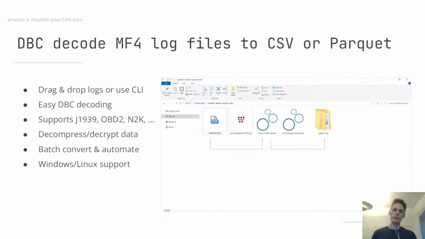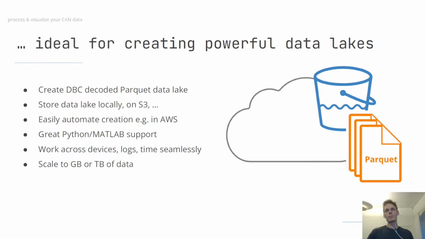So we also created something called a Parquet file converter. What this does is essentially the same thing, but instead of creating CSV files with the output, it creates Parquet files. And this is where the magic happens, in my opinion, because Parquet files allow you to create what we refer to as a Parquet data lake. Essentially a Parquet data lake that consists of DBC decoded data. And why is this cool?